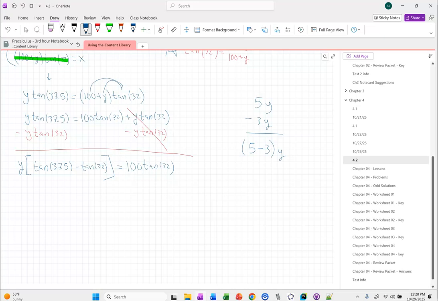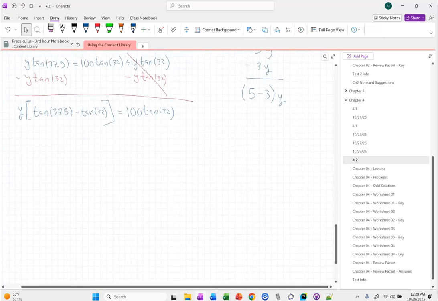Wait, can we just divide it from y? So pretend you didn't subtract it. Can't I just divide by y and then get rid of the y? Well, then you have this thing over y. Right, you have to do it to everything. So now, this is a number, right? To get y by itself, what are we going to do? Divide by this number. And then it's going to be calculator time.